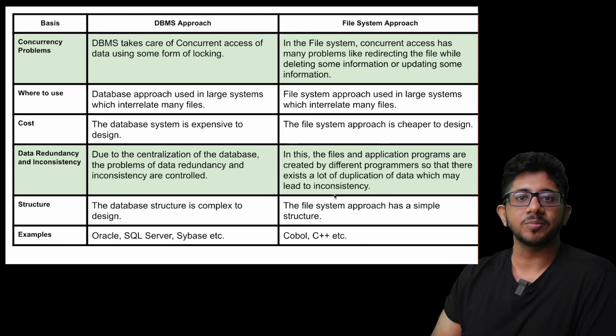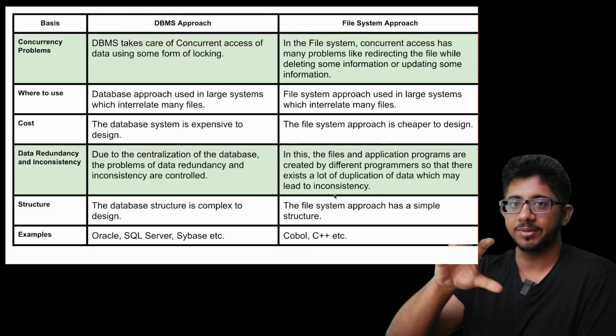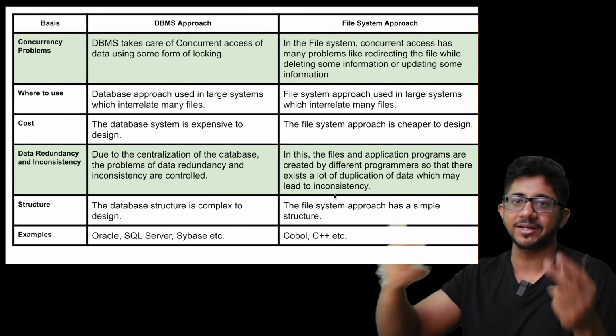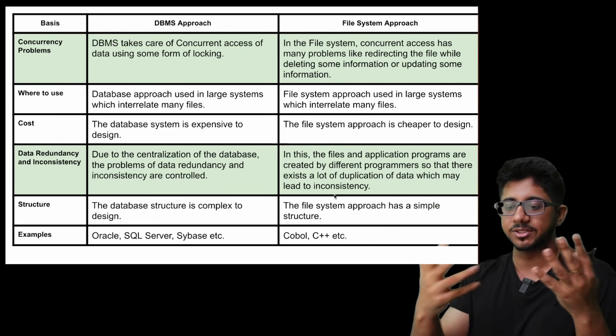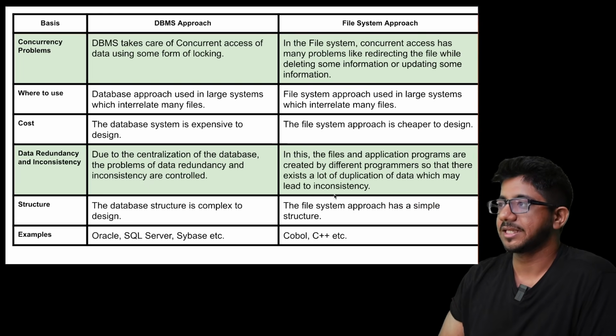Then concurrency problems are super important, which means when a file is being read by a program, another program might not be able to read it. Or if you allow that to happen, and both of them are reading and writing together, you might have some problems in the data that is in the file at the current time. But a DBMS handles that really well.